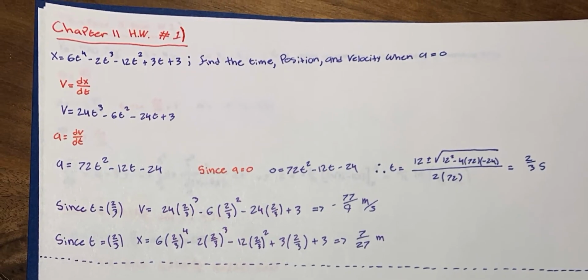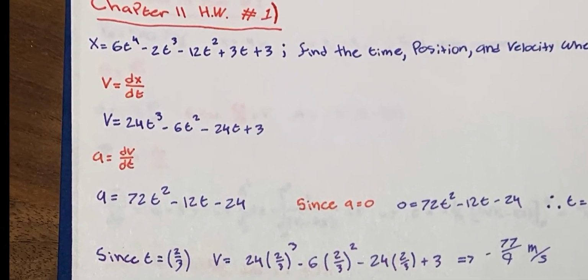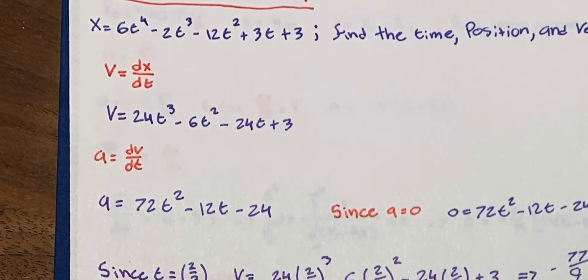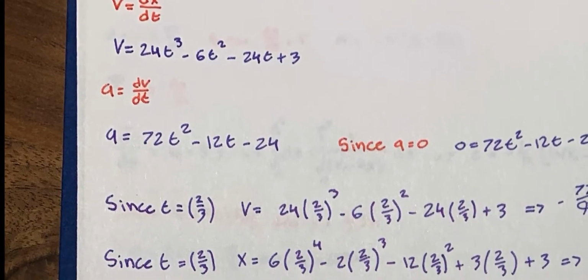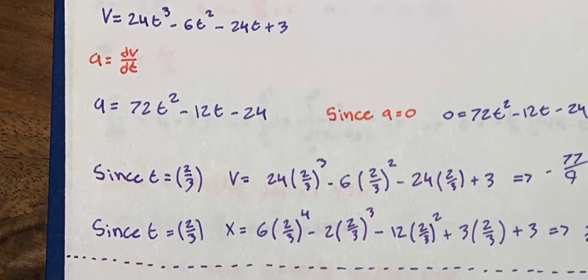But anyway, for the first question, we have a position equation where we're supposed to find the time, position, and velocity when the acceleration is equal to 0. And the first step is just to take the derivative of the position, which would give you the velocity, and then take the derivative of the velocity, which will give you the acceleration.